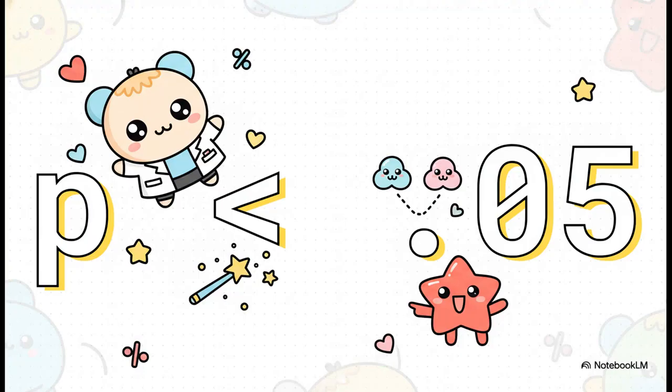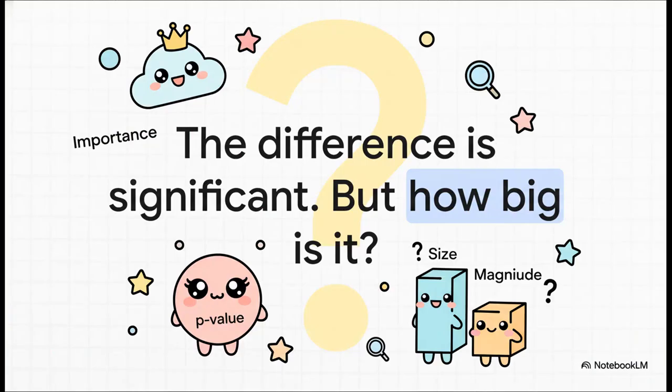Now, the t-test spits out a really important number called the p-value, and the magic number you're looking for is 0.05. If your p-value is less than 0.05, it means the difference you're seeing between your groups is almost certainly real and not just some random chance. We call that statistically significant. But hang on a second. Getting a significant result is exciting, but it doesn't tell you the whole story. Significant just means a difference exists. It doesn't tell you if that difference is tiny or massive, trivial, or game-changing.